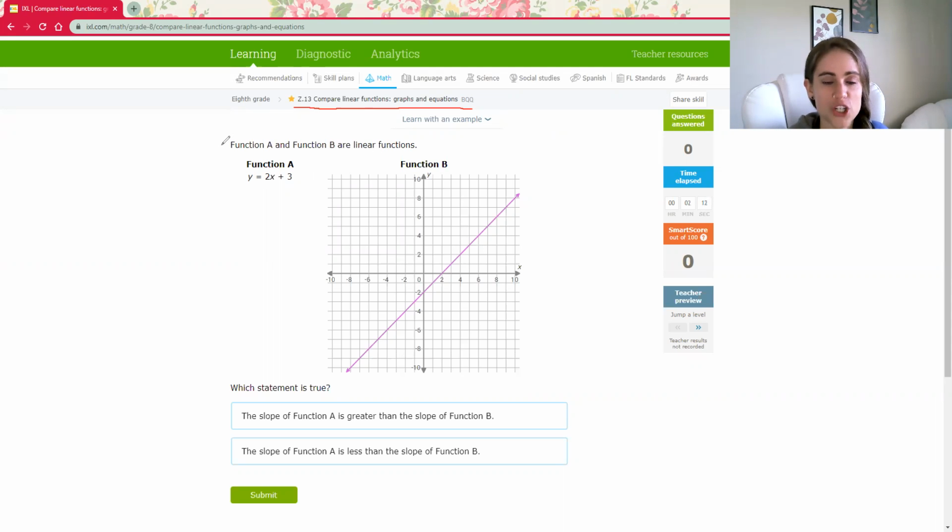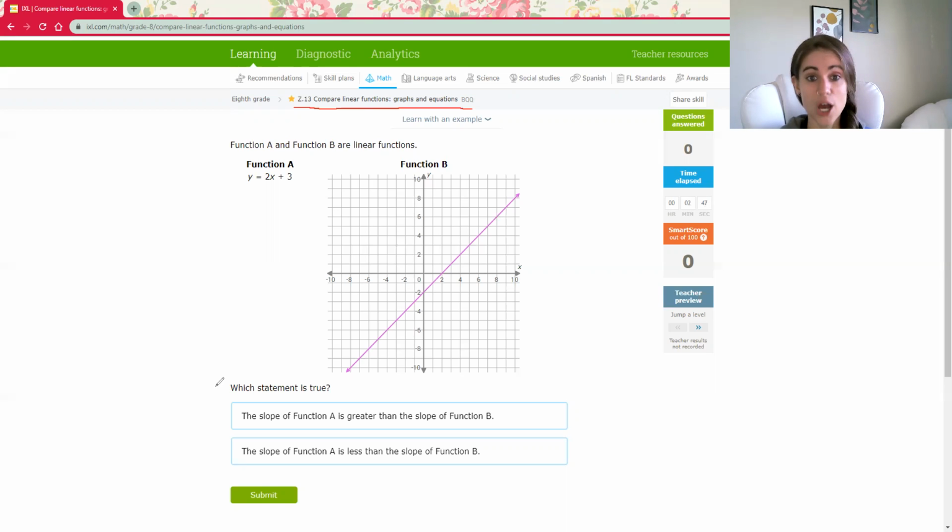Function A and function B are both linear functions. One is represented as an equation, the other is graphed for you. The first thing we need to do on this assignment is read our statements, because that is letting us know how we're comparing the functions. I myself even made this mistake, and I assumed that the whole assignment had me comparing slope, and it doesn't. So when you get to a new question, always go down and read those statements to see what it is you need to compare with your functions.